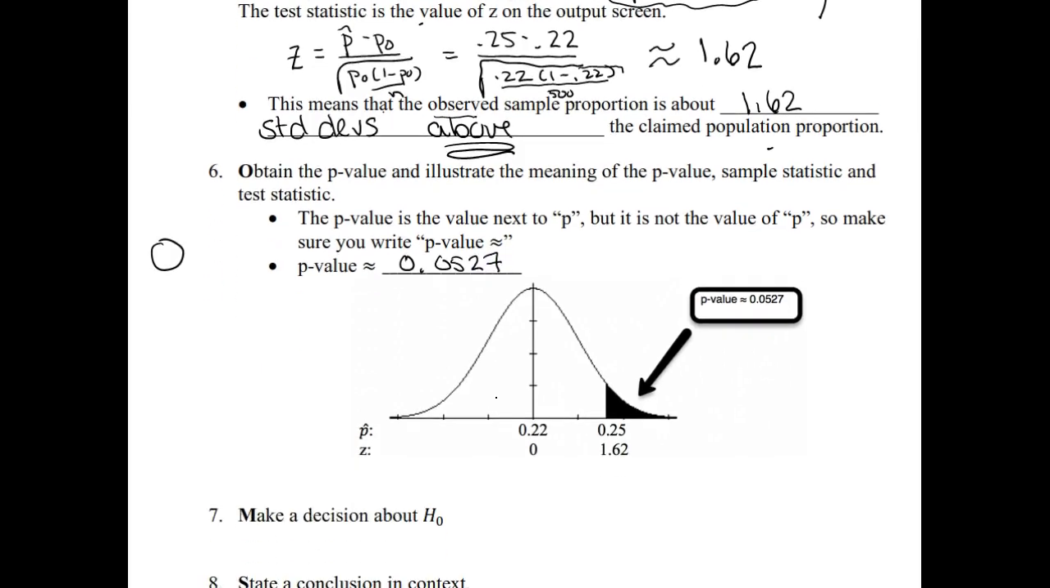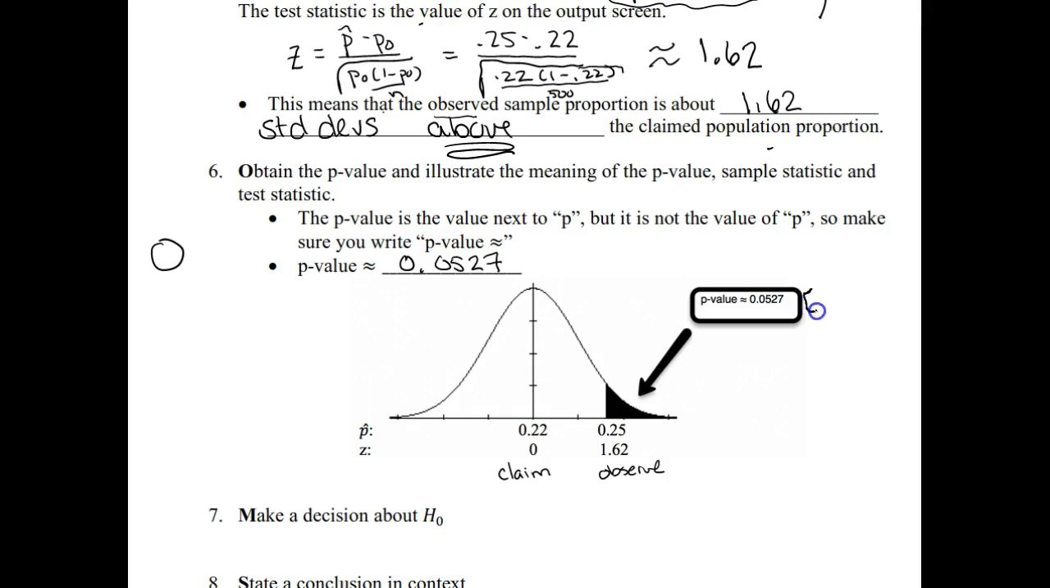Now if we make a picture with all of these numbers, our sampling distribution of p hat is a normal curve. It's centered at 0.22 because that was our hypothesized value. Whatever the claim is goes here in the center. The z-score for the center is 0. In our data, the actual observed value of p hat that we saw was 0.25, and the corresponding z-score there was 1.62. The area to the right of that is our p-value, which came out to be 0.0527.